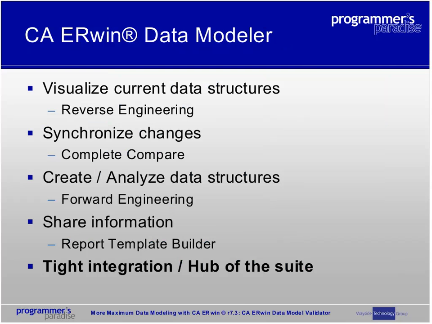So we looked at the data modeler. We said the data modeler gives me the ability to do all these things: visualize the current data structures, reverse engineer data models from anywhere, or from different databases, and synchronize the changes through complete compare. I can create and analyze data structures by forward engineering, and I can share the information. But in all of this, ERwin also does something called check model, but it is very primitive checking, and if you wanted to really comb through your model, you need the Data Model Validator to do that for you.